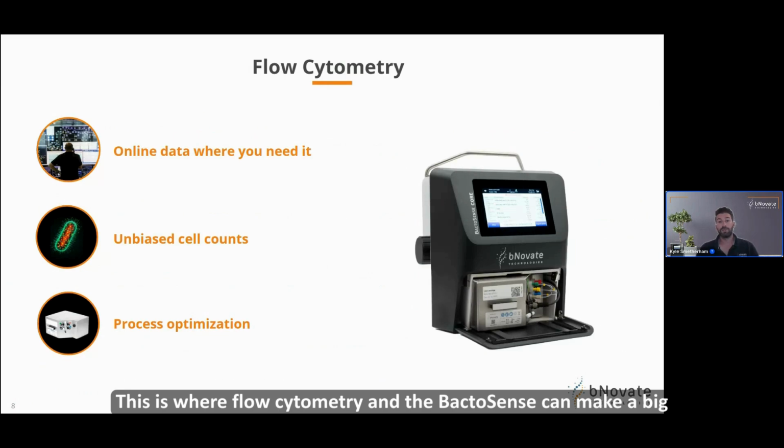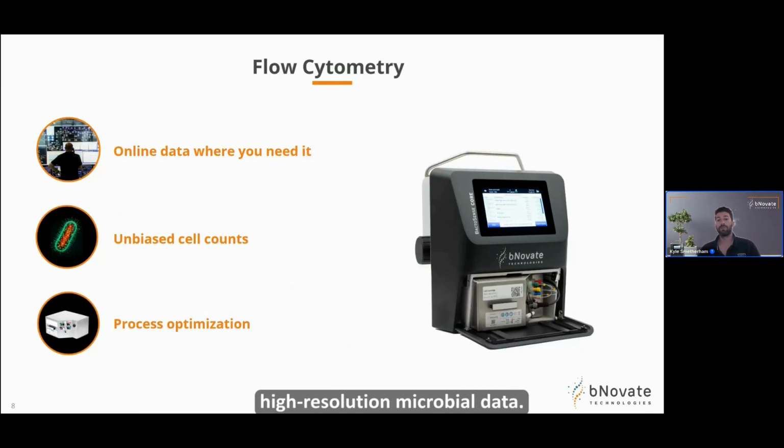This is where flow cytometry and the BactoSense can make a big difference. BactoSense automates the process, providing rapid, high-resolution microbial data, and it also enables operators to respond instantly to abnormal changes. The BactoSense and flow cytometry in general delivers results at a single cell resolution and filters out any interference from non-bacterial particles. Using an ICC cartridge, for example, operators can get a true unbiased picture of chlorine disinfection performance, and from there they can make confident data-driven process adjustments.